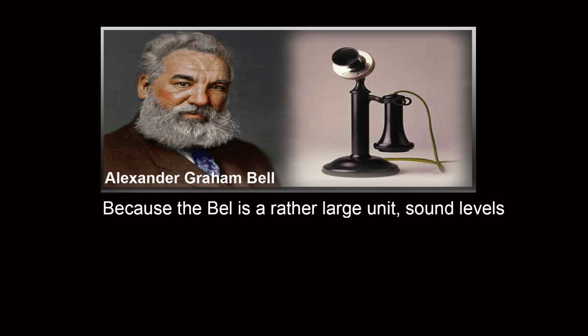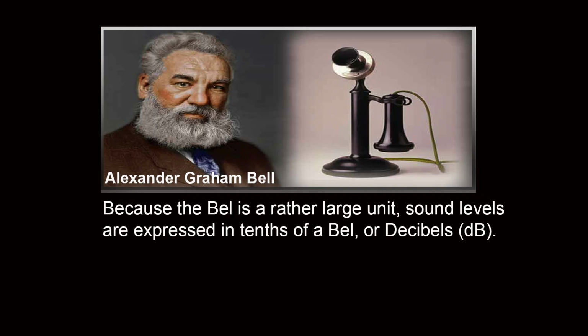Because the bell is a rather large unit, sound levels are expressed in tenths of a bell, or decibels. The threshold of human hearing is set at 0 decibels, which does not mean the absence of sound, but rather the softest sound that can be heard in a very quiet setting. Each increase of 10 decibels makes a sound 10 times louder.